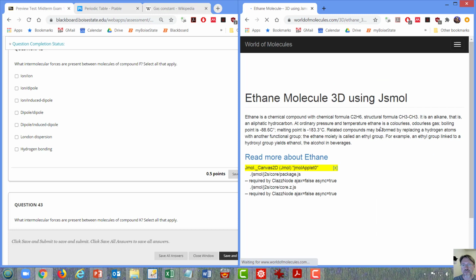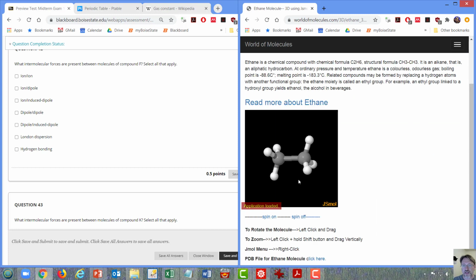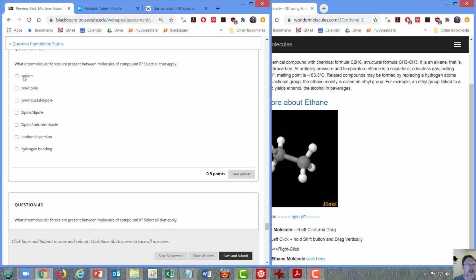Okay, this is ethane. Takes a minute for that to come up. You know, that kind of looks pretty symmetric. So whatever's going on over here is going to happen over here. So this dipole, any bond you would have here has an equal and opposite bond over here. So this particular molecule is going to be nonpolar. So that means that it only has London dispersion forces.